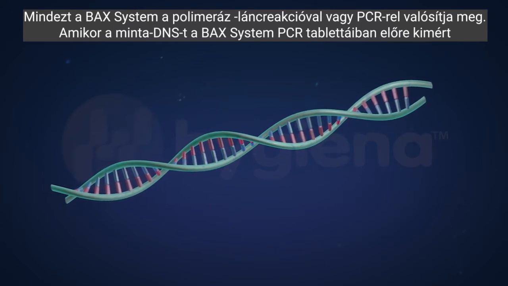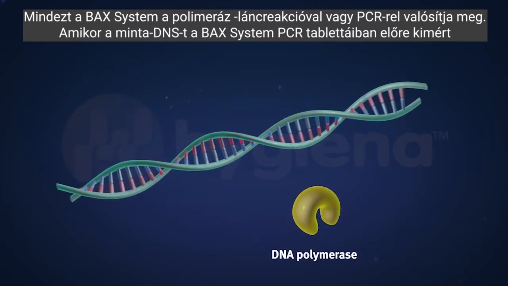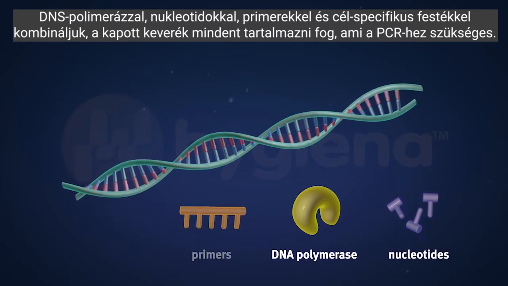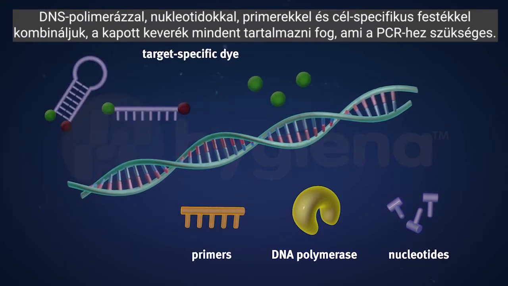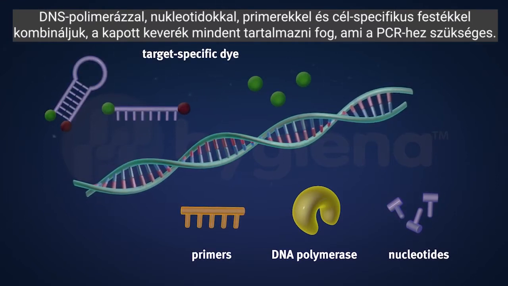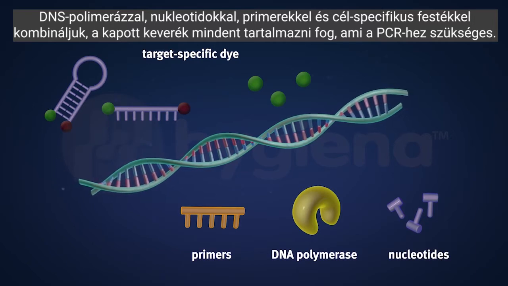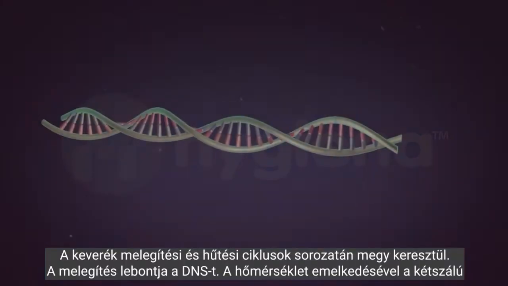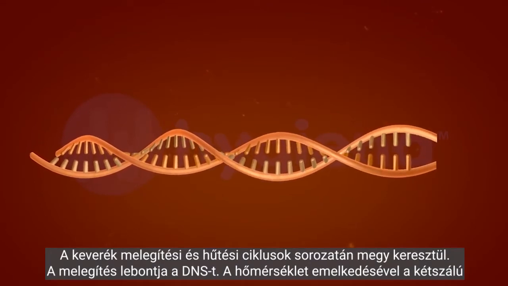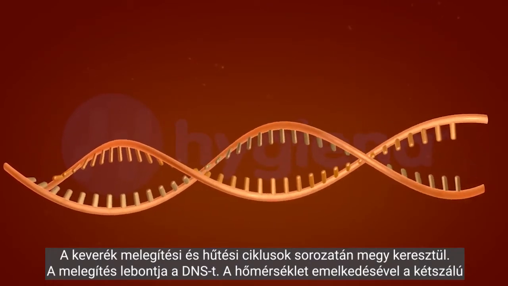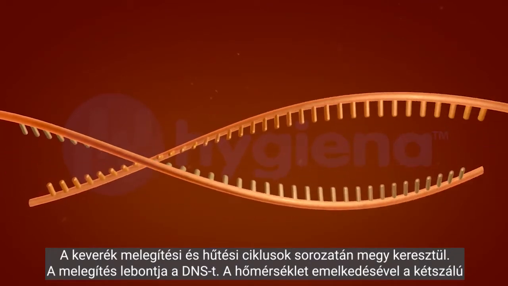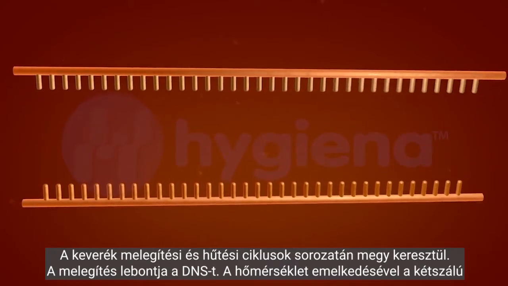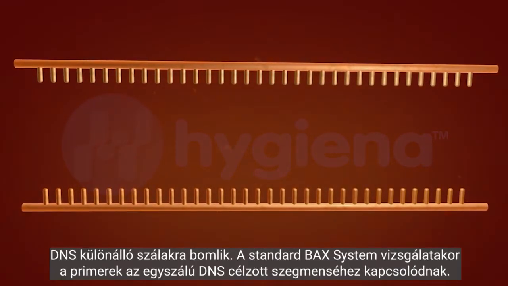When the sample DNA is combined with DNA polymerase, nucleotides, primers, and target-specific dye in the BAX system PCR tablets, this mixture contains everything required for PCR. The mixture goes through a series of timed heating and cooling cycles. Heating breaks down the DNA. As temperature rises, double-stranded DNA separates into single strands.